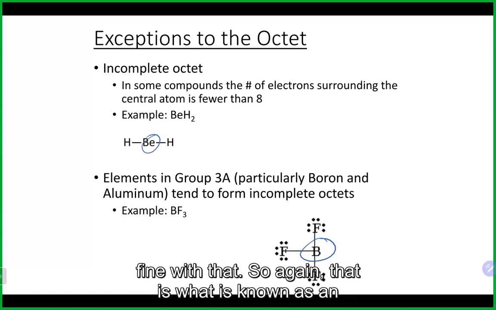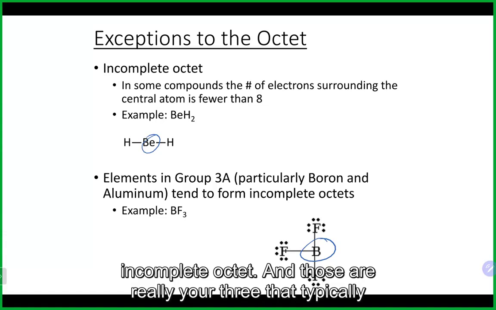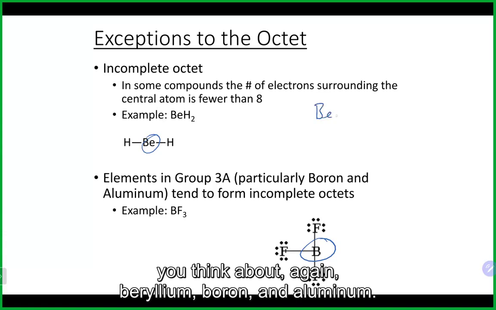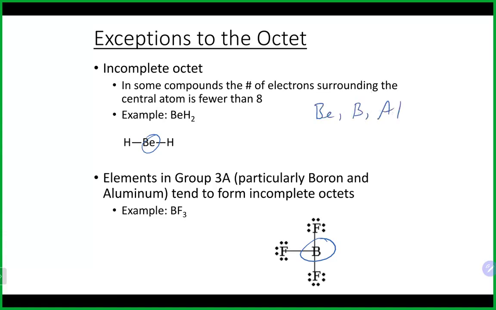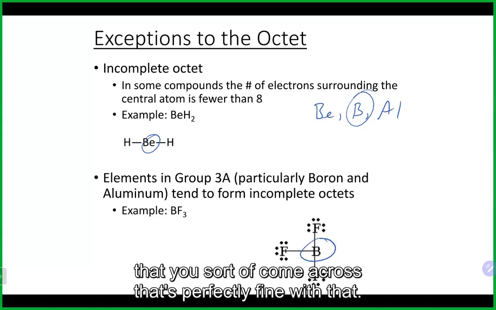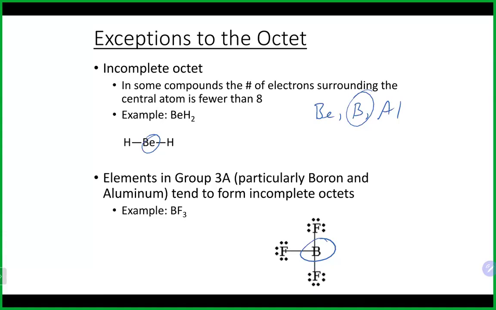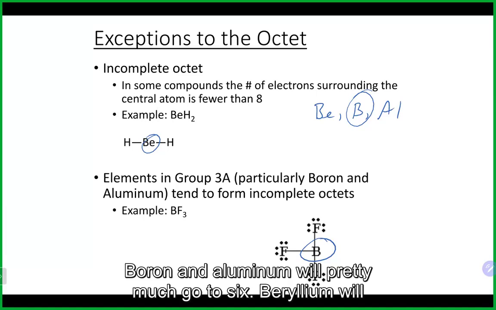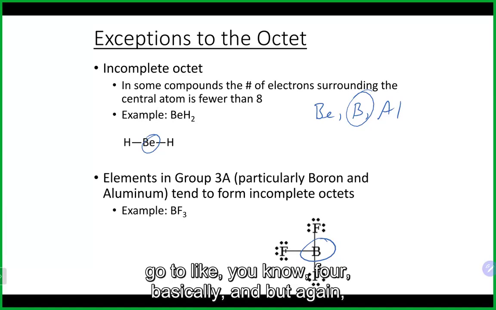So again, that is what is known as an incomplete octet. And those are really your 3 that you typically think about: beryllium, boron, and aluminum. And out of those 3, boron is probably the most common one that you come across. Boron and aluminum will pretty much go to 6. Beryllium will go to 4 basically. But again, they'll be happy that way.